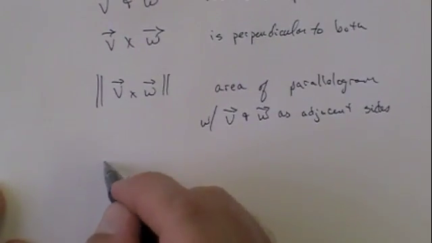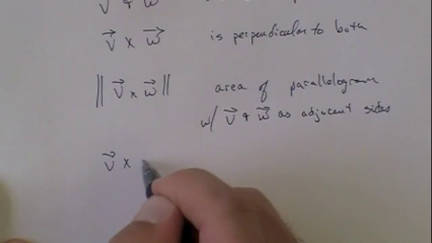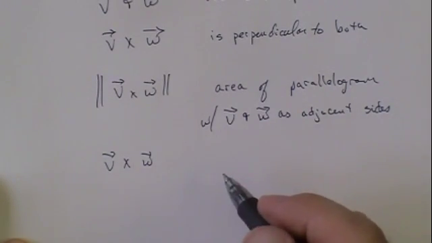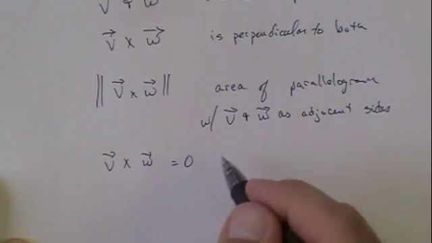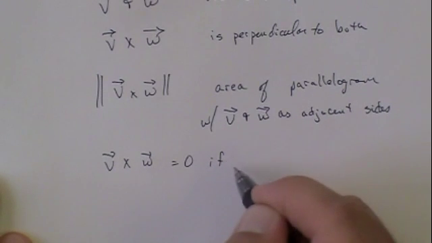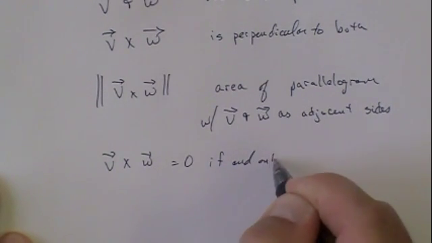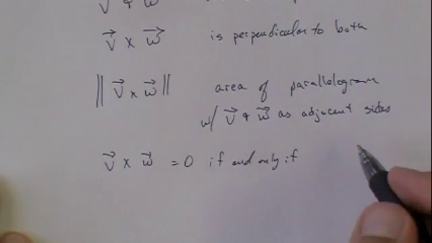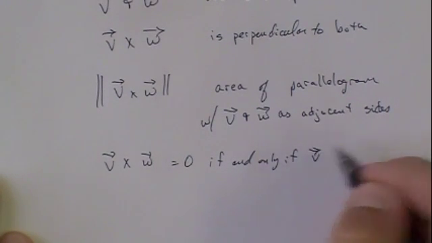And if the cross product of our 2 vectors is equal to 0, that happens if and only if v and w are parallel to one another.